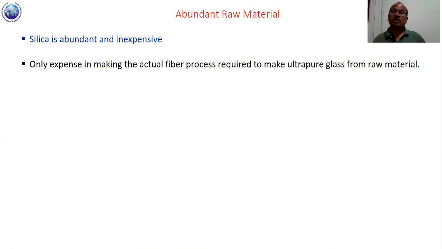Abundant raw material. What is abundant raw material? Silica is abundant and inexpensive. Take whatever amount of silica you want. But as I told you, it requires certain processing. The only expense is in making the actual fiber: the process required to make ultra pure glass from raw material. Very high quality glass is needed.